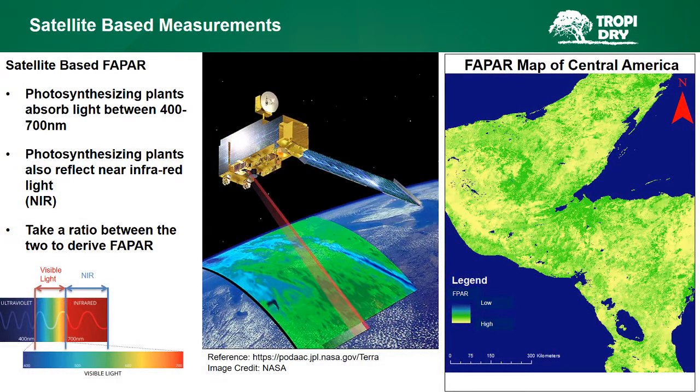So satellite-based FAPAR, like I just said, is taking the ratio between visible light and near-infrared radiation and then gives you a product. And so as we can see here, this is giving you a vegetation FAPAR index throughout Central America, Nicaragua, Honduras, Costa Rica.